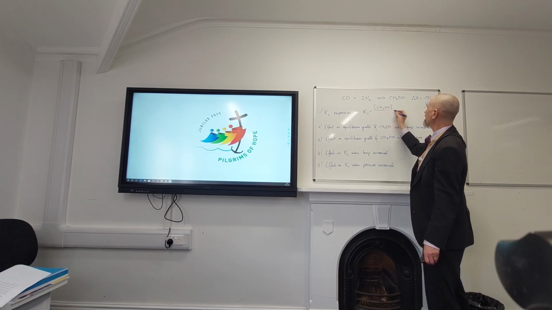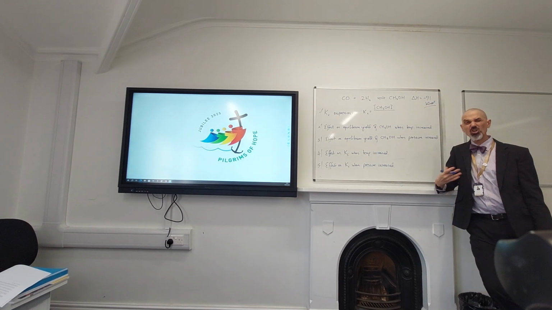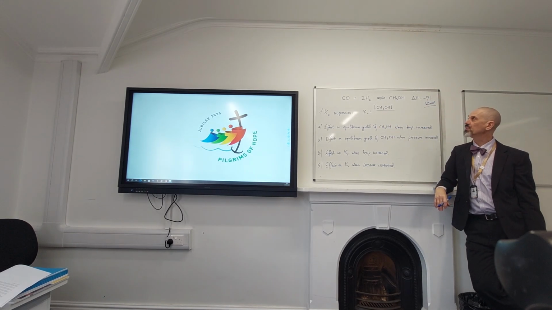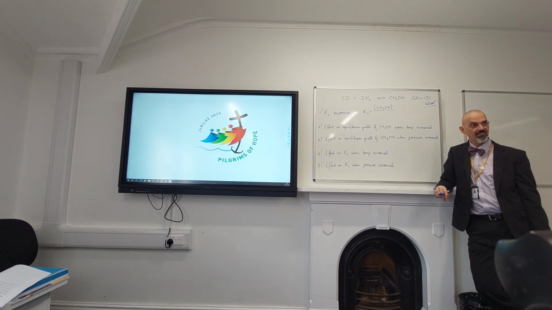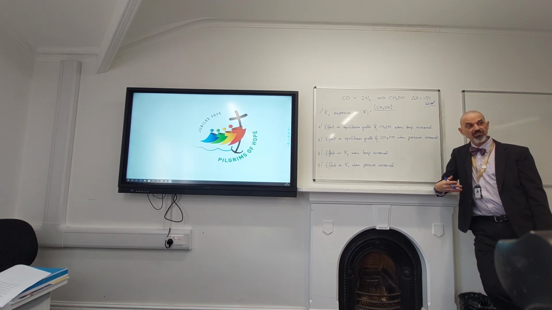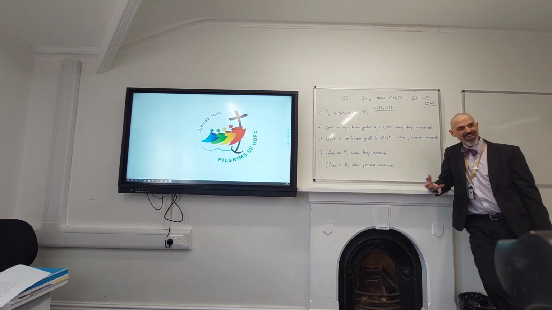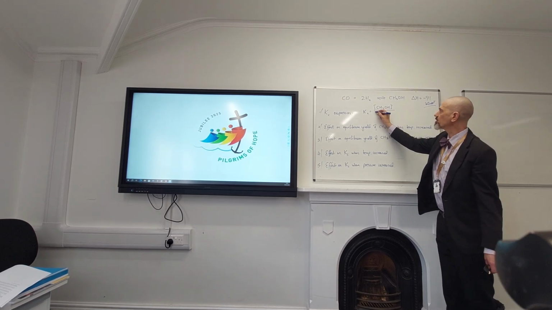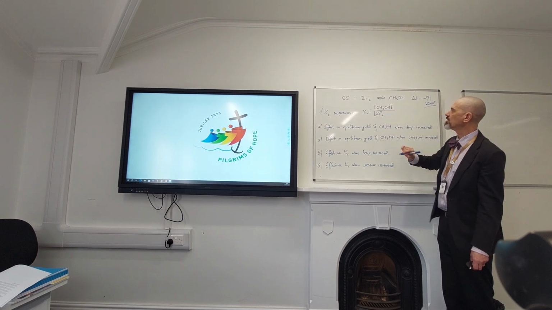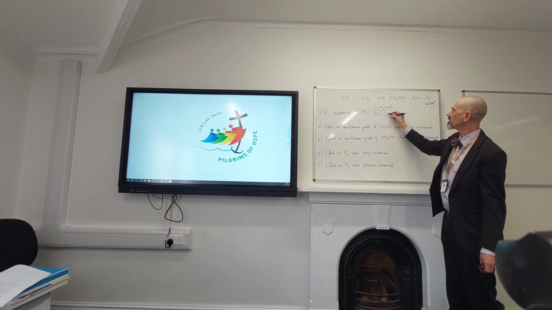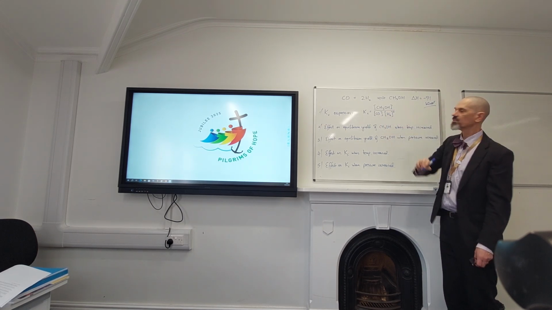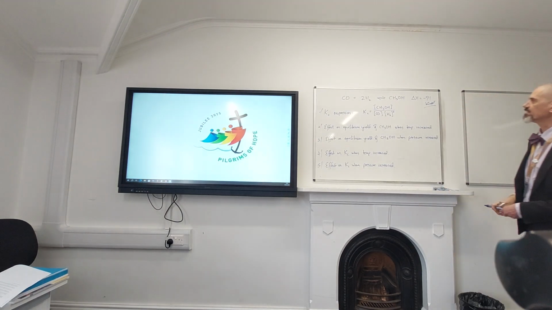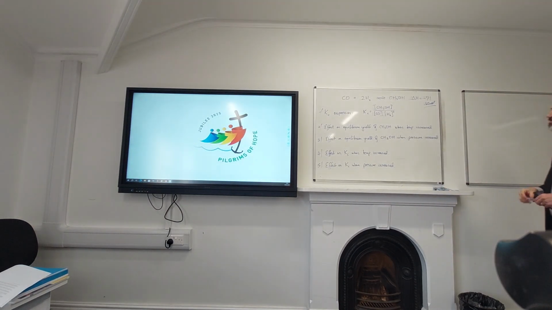So square brackets around CH3OH means concentration of methanol over concentration of CO times concentration of H2 squared. The square brackets bit we just pronounce as concentration of. Okay. Right. Thank you for bearing with me there.